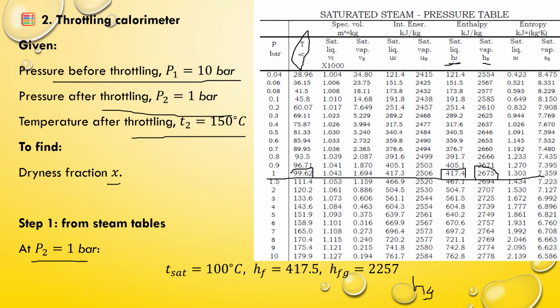Hg minus HF. So almost you can say 2675 minus 400, so it is almost 2275 or nearer to that value. So when you subtract 2675 minus 417, you will get the answer of HFG. Unit is kilojoule per kilogram.